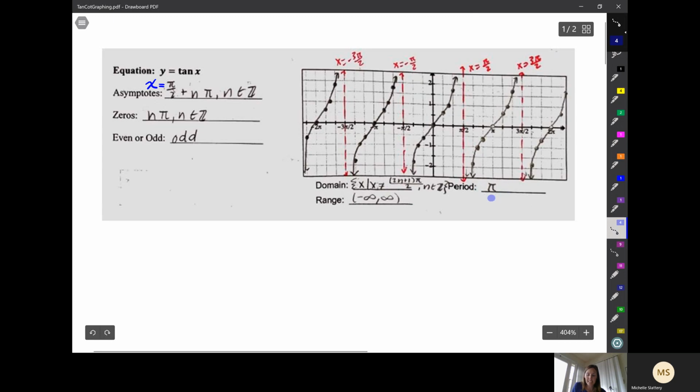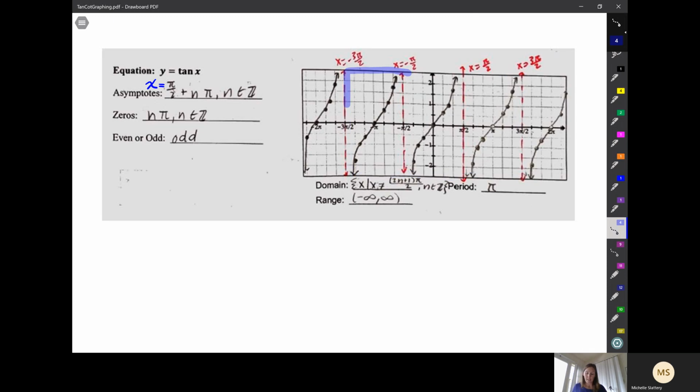One period exists between two consecutive asymptotes. So that represents one period. This second piece here, one period. Over here, one period. So inside each blue box is one period. This is different than sine and cosine, because sine and cosine have a period of 2 pi, whereas tangent has a period of pi.